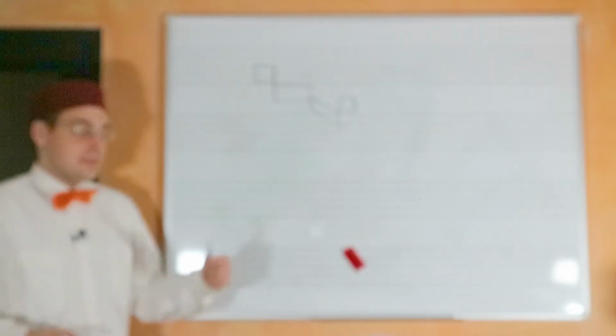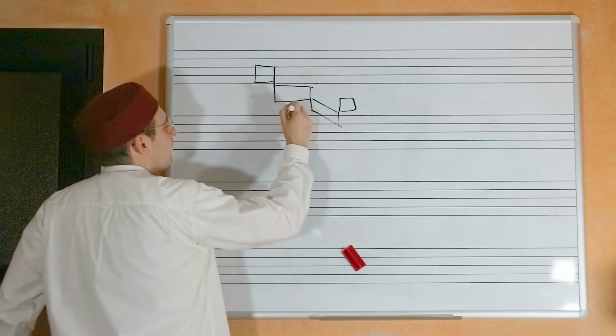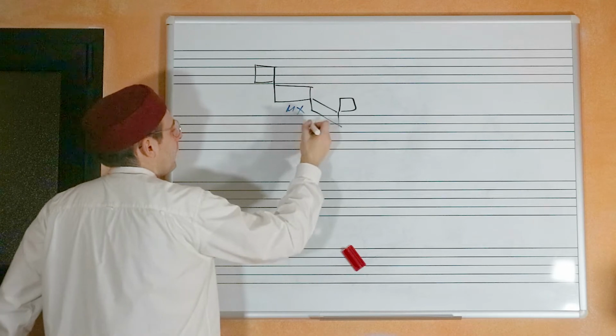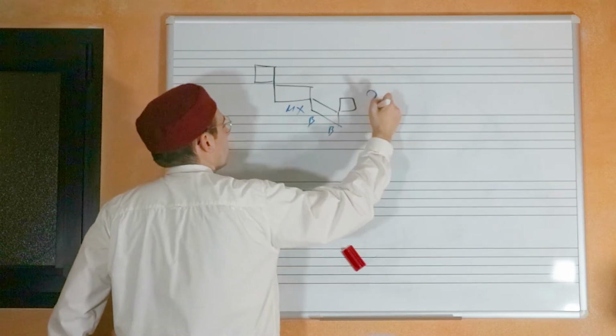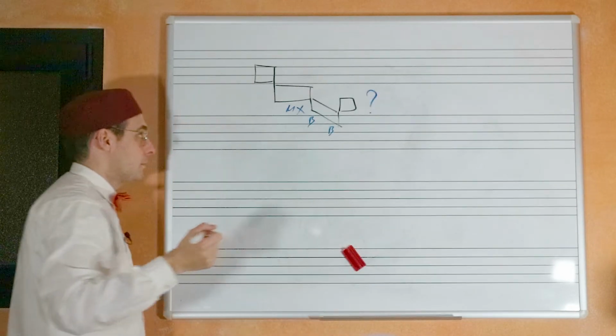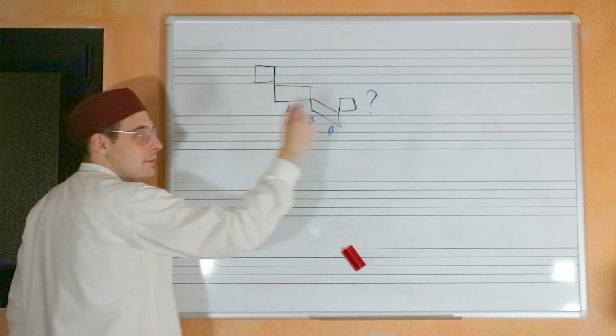Now let's see this other case. In this case I have a maxima, I have a brevis, and the last note I don't know what it is. But look at the first note, it is like this.